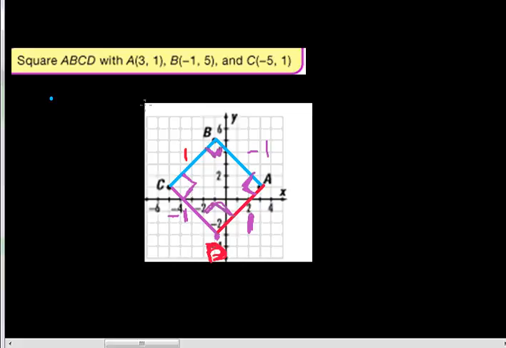Therefore, the missing vertex, or the missing point D, is at -1, comma, -3. X is equal to -1, Y is equal to -3. Cool stuff.